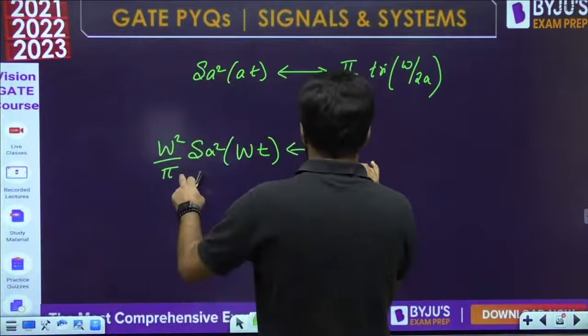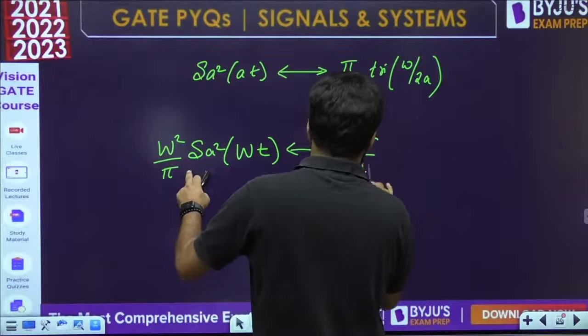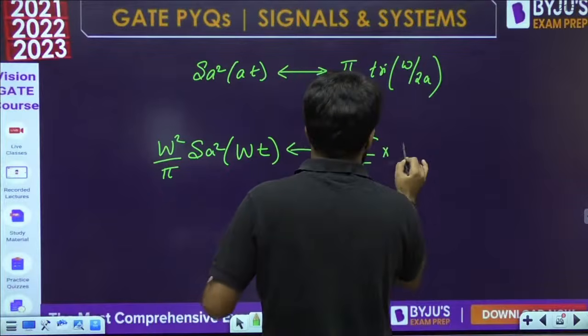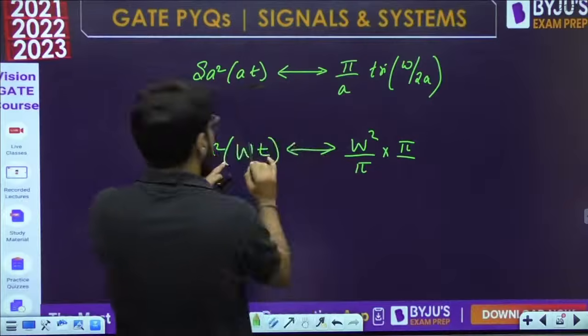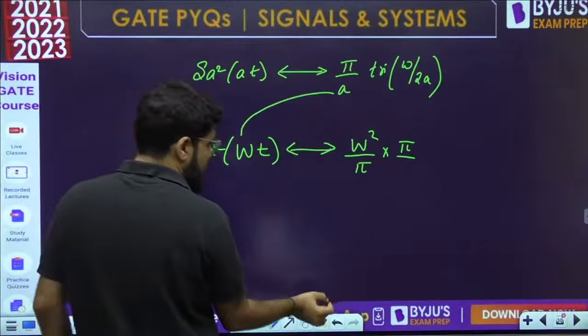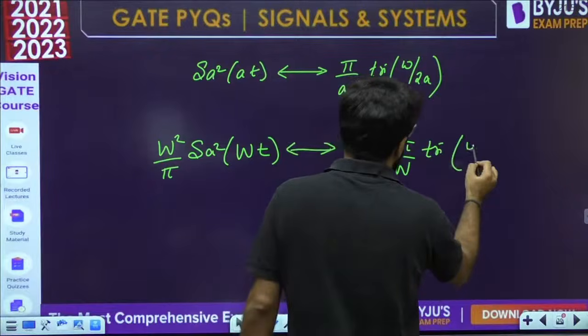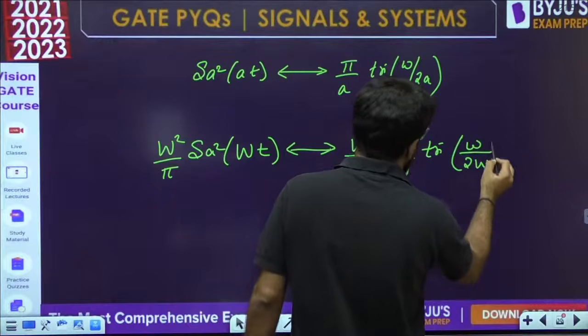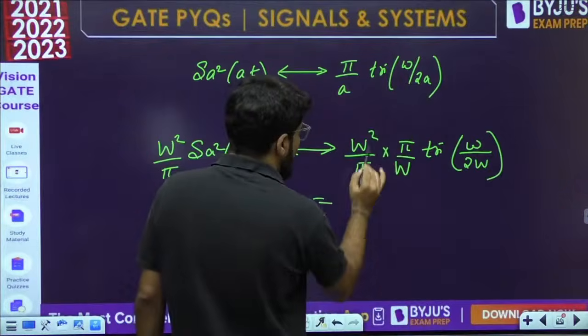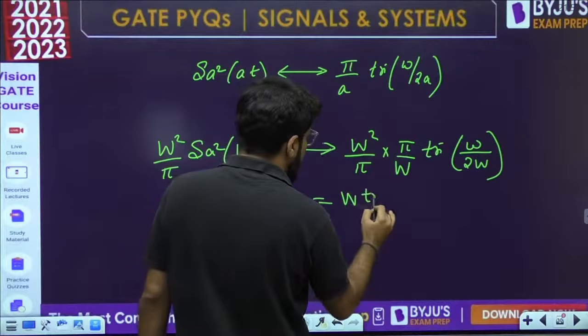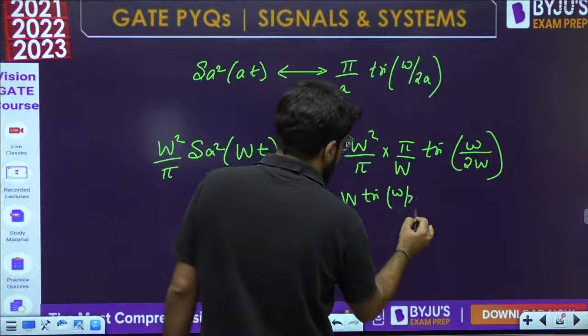W square by pi is a constant. So w square by pi multiplied both sides is now multiplied by pi by a. Here a means w. Okay, so pi by w into tri of omega by 2w, and that is equal to, pi cancels, w tri omega by 2w.